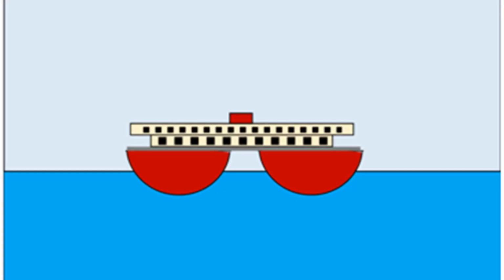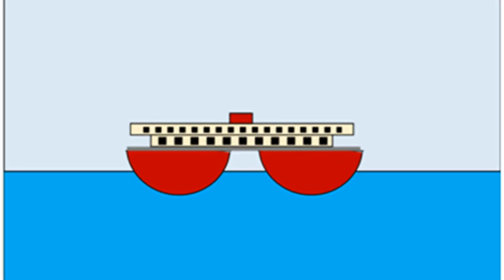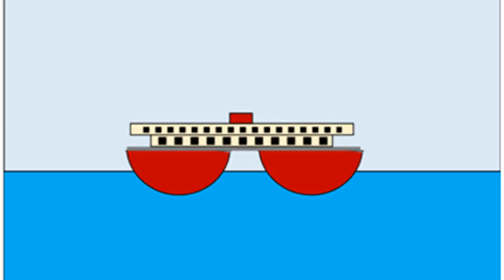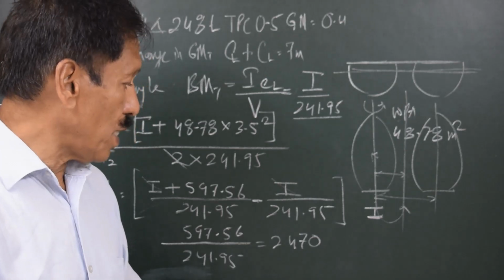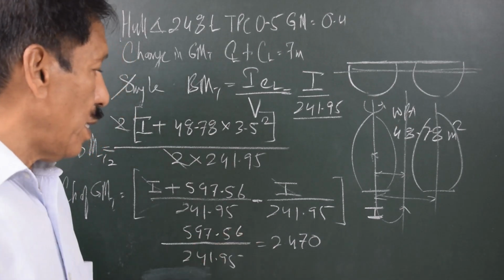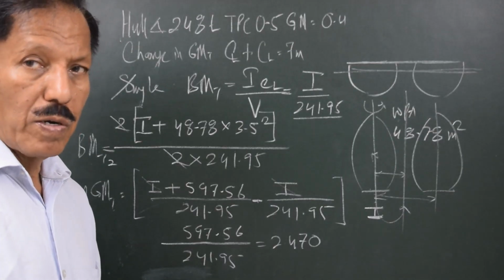So there is an improvement of GM by 2.470 meters because in this particular case KB and KG was not changing, so it became simpler for us that change of BM is equal to change of GM, or change of GM is found by finding out what is change of BM, and here it is 2.47 meters is the improvement of the GM.